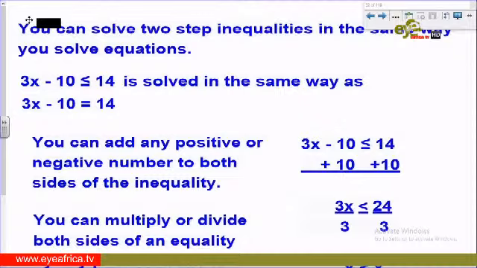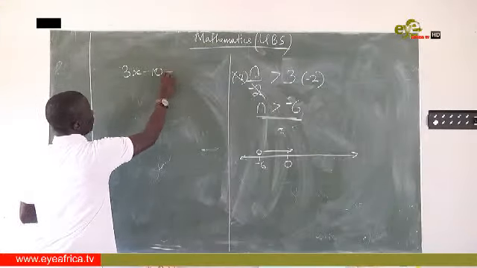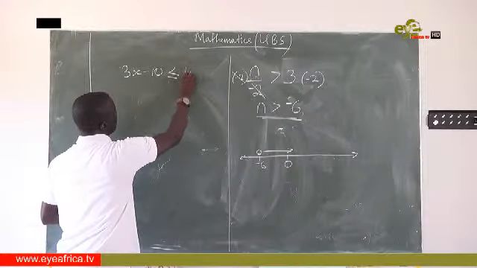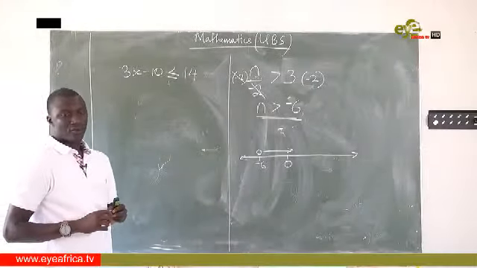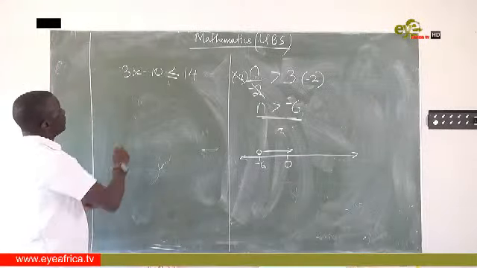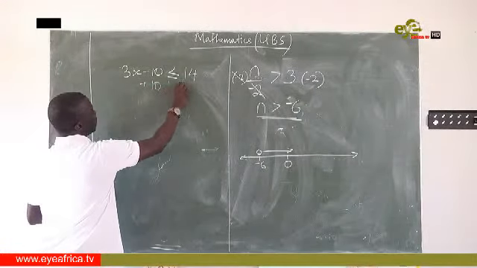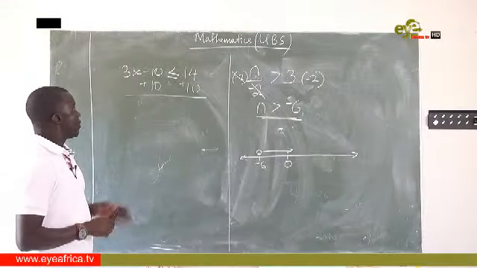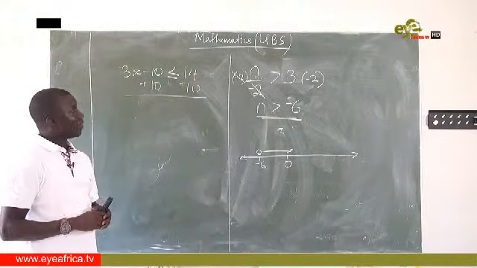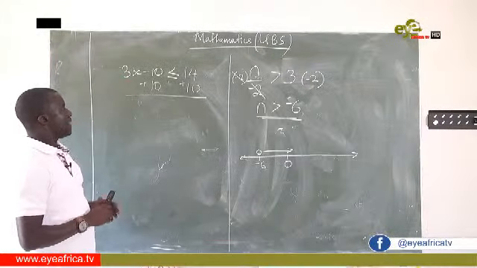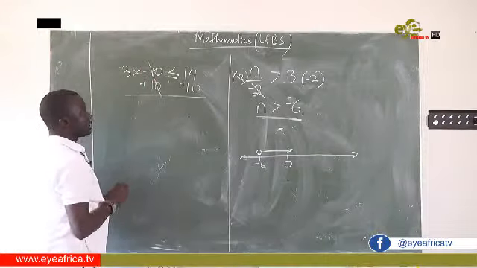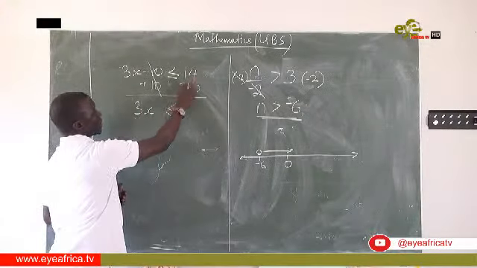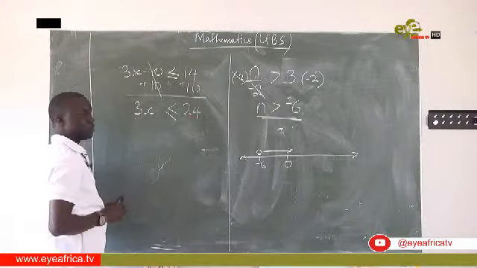We have 3x minus 10 is less than or equal to 14. We have to solve this inequality. So we will add 10 onto both sides. By adding 10 onto both sides, we begin to isolate our variable, not totally, but we will have 3x here. Negative 10 plus 10 is 0. We bring down our 3x, less than or equal to 14 plus 10, which is 24.